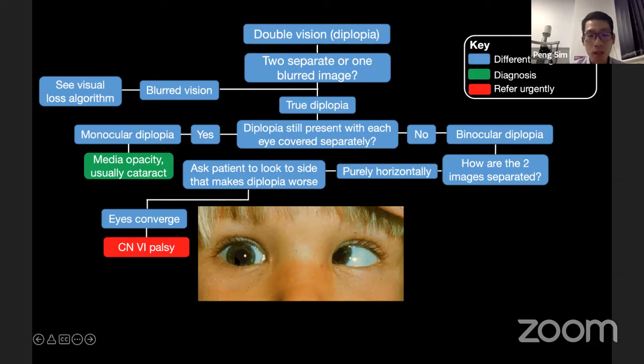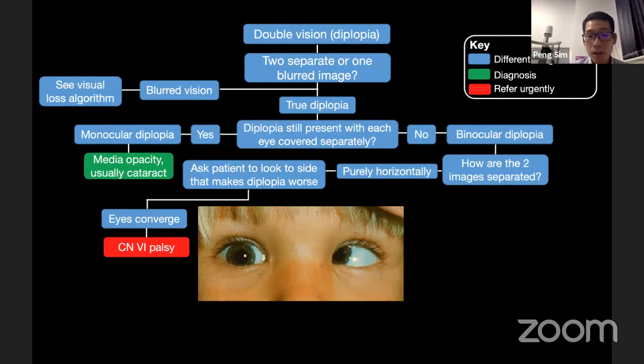The sixth nerve innervates the lateral rectus. So if the lateral rectus doesn't work, this eye is not able to abduct, so not able to bring the eye out. This patient here is actually trying to look to his right. The right eye is not abducting, it's not going out, but the left is. So when this patient looks to the right, the eyes appear to be converging, and that's where the double vision is worse. If this patient tries to look to his left, both eyes will be able to do so because there's no weakness of the lateral rectus on the left side.